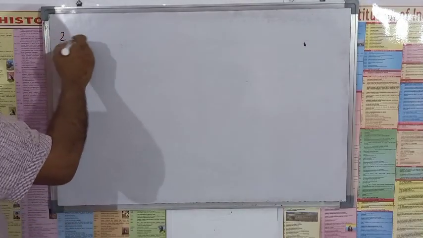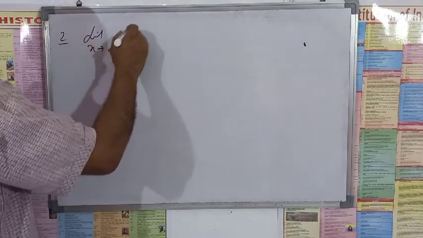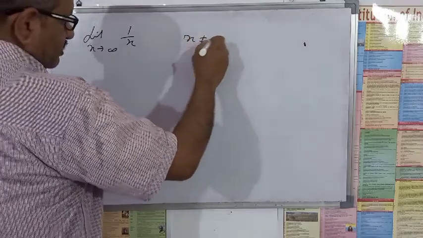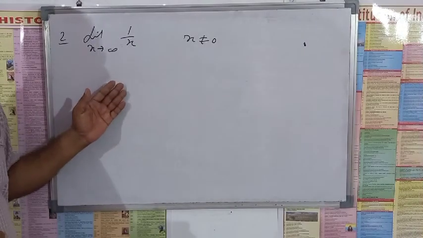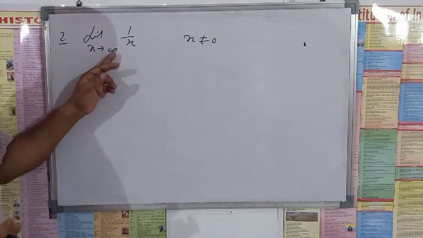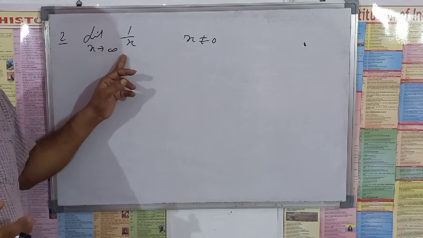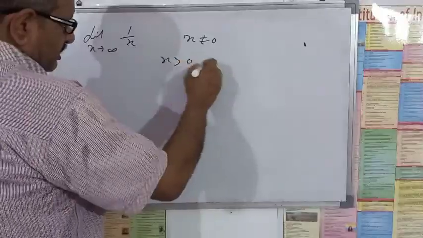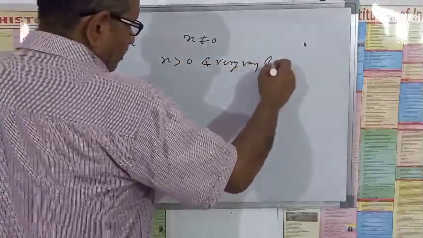The second one, limit x tends to infinity of 1 by x. Again here x is not equal to 0. x tends to infinity. Infinity means a very large value, and it is plus infinity. So x is positive, x is greater than 0 and very, very large.